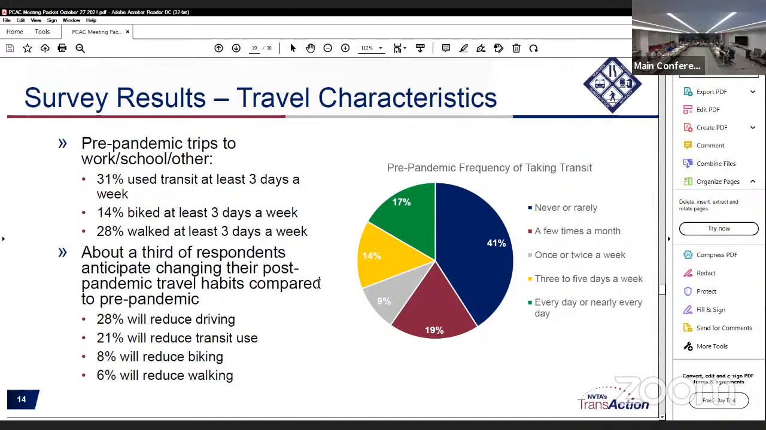That's kind of why it doesn't really add up to a third, but it turned out that if you look at everything, it was about a third that would change. Some of that was reductions, but some of that was increases.